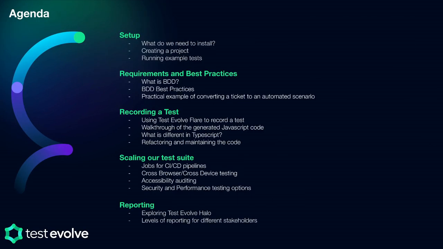We'll start by taking a look at what we need to install on our local machine in order to set up a test automation project. We'll walk through creating a project using Test Evolve Flare, and as part of any project that's unpacked to start with, we'll get some example tests. We'll look at running those tests locally.